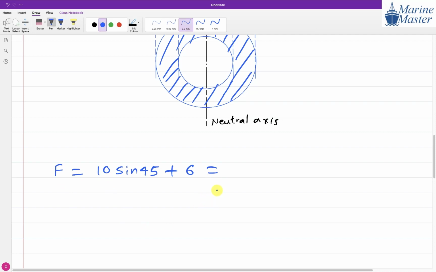So now everyone tell me. 13.071. Unit? Kilonewton. But what is our favorite unit, guys, everyone? Newton. So 13.071 into 10 raised to the power 3 Newton.